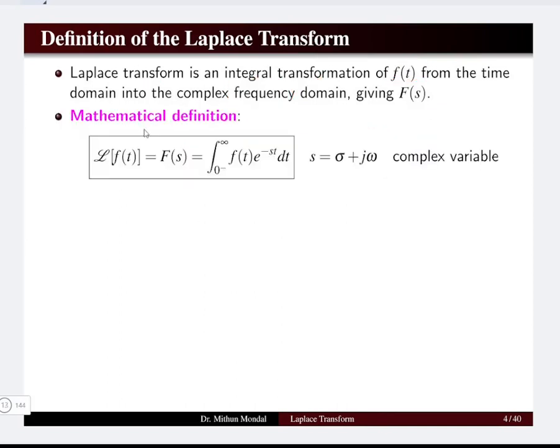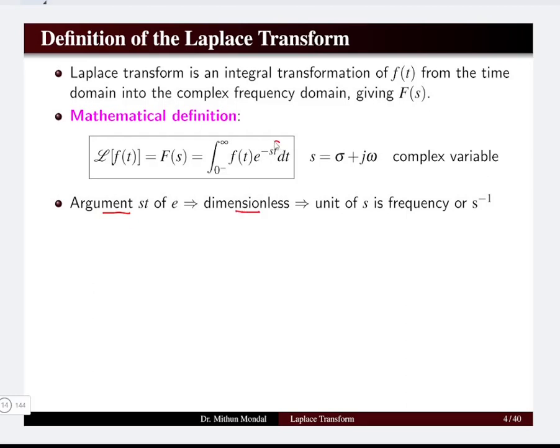Now the mathematical definition of the Laplace transform: given a signal f of t, here the italic L indicates the Laplace transform, which will give us f of s. Now the integration of f of t multiplied with e to the power minus st dt, integrating from 0 minus to infinity, and this s is the complex variable, so we have the complex frequency domain. So s is the complex variable. Now if we observe the argument of e raised to the power st, that has to be dimensionless.